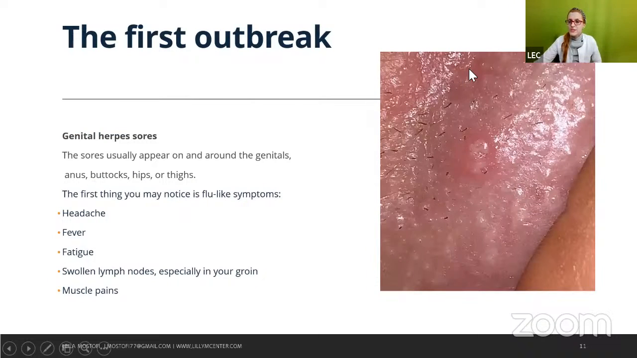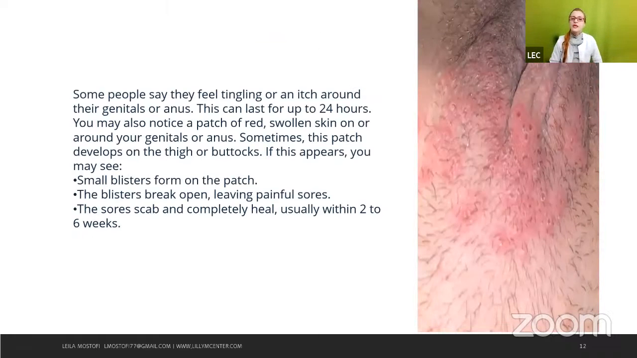The first outbreak, as you see here, I show you the shape of the lesion. In genital herpes, the sores usually appear around the genitals, anus, buttocks, hips, or thighs. The first thing you may notice is flu-like symptoms. What is that flu-like? Headache, fever, fatigue, swollen lymph nodes, especially in your groin, and muscle pain. Some people say they feel tingling or an itch around their genitals or anus. This can last for up to 24 hours.